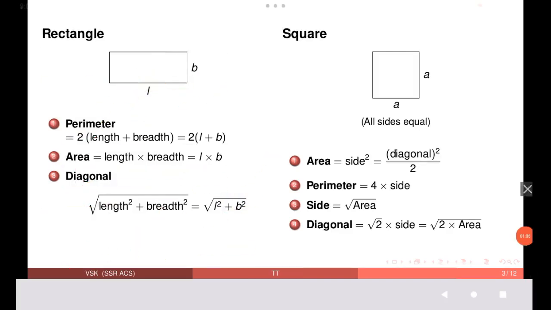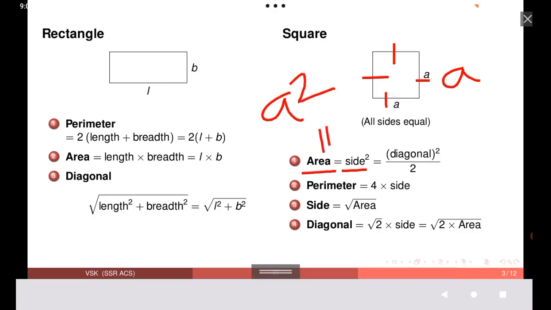Similarly, let us see the square. Square में क्या होता है? चारों sides equal होती है. So suppose all sides are equal to A. So what will be the area? Area is given by side square, which means area will be A square in this case. Or you can find this by diagonal square by 2. So this is another formula to find the area.